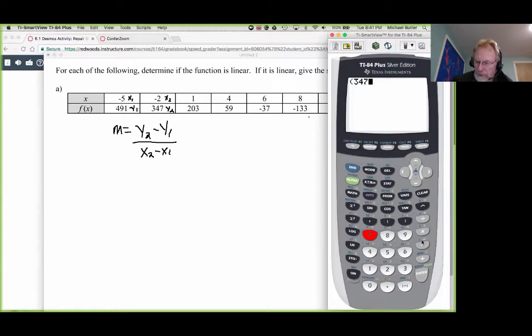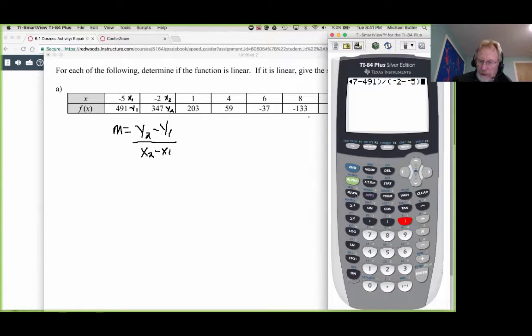347 subtract 491. I'm going to close the parentheses, do a divide. Let's open parentheses, and that's going to be -2 subtract -5, and then close the parentheses. And then I'm pretty sure it's going to come out to be a decimal.